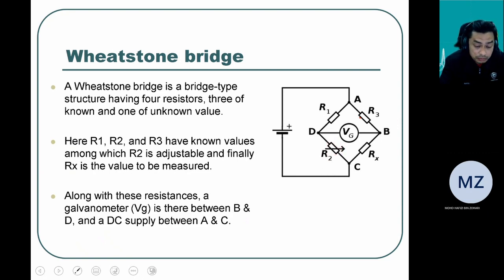So for example, if we have fixed value R1 and R3, and then RX is something that we want to measure. Of course, it will change depending on the condition. If the body has an increased value of temperature, RX also will increase. If RX increases, it will give an effect of unbalance to the circuit. We will look at this in the next slide.